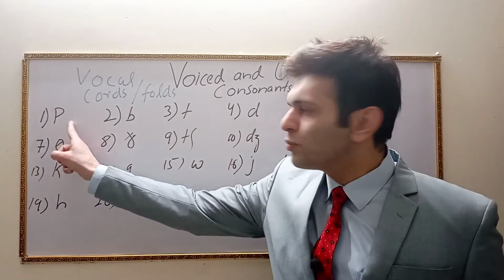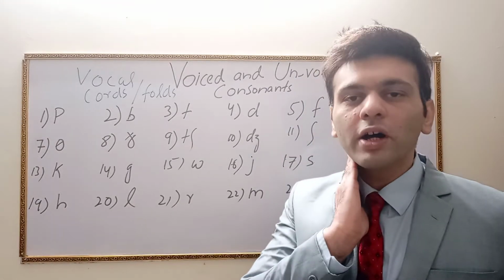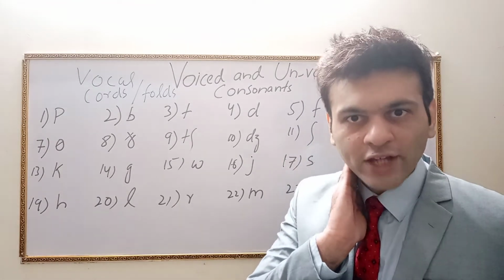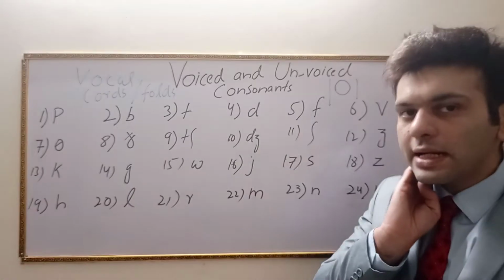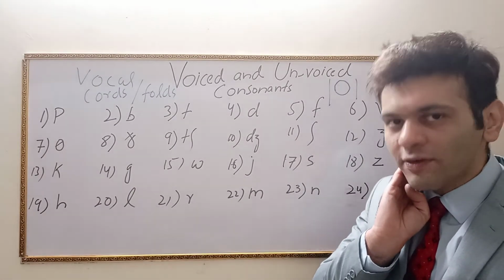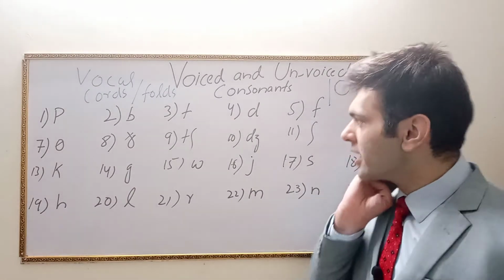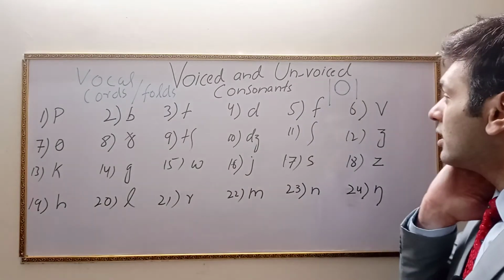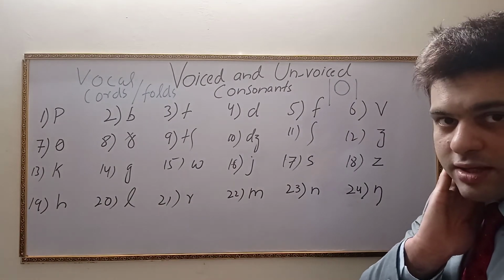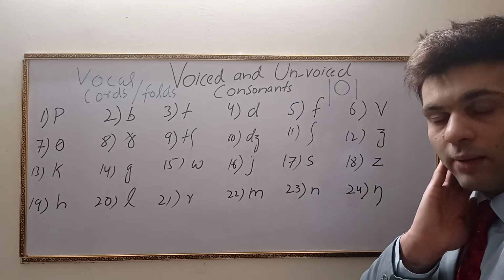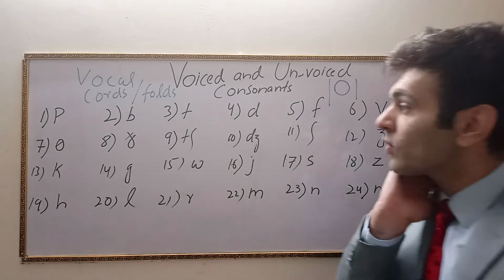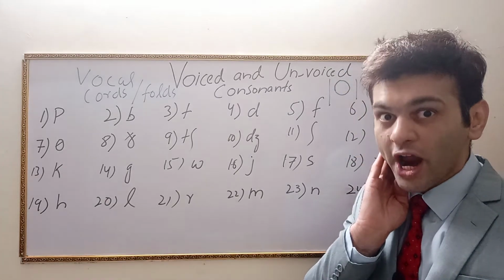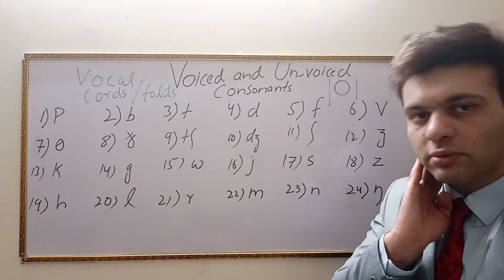Number one, P. P is voiceless. B. B is voiced. What's the third? T. T is unvoiced. D. D is voiced. F. F is unvoiced. V. V is voiced. T. Unvoiced. D. Voiced.